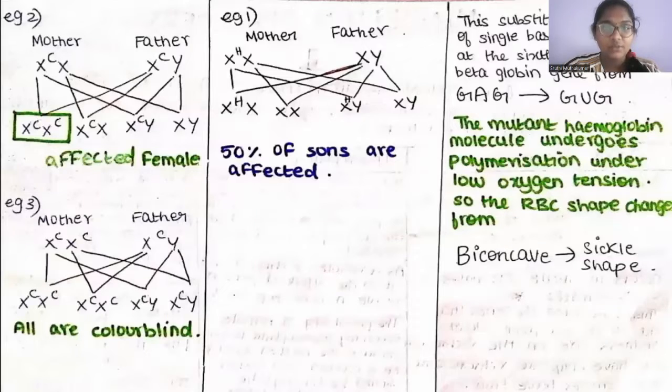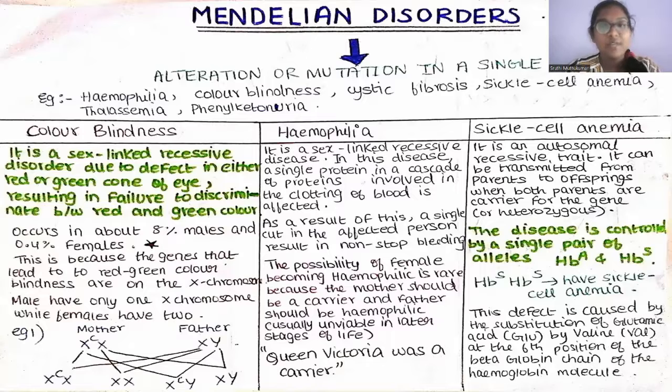And now coming to sickle cell anemia. This is very important. You get a lot of questions from this topic. It is an autosomal recessive trait, and it can be transmitted from parents to offspring when both parents are carriers for the gene. That is the heterozygous condition. So if I represent this allele as HbS for sickle cell anemia and HbA for the normal allele, then HbS HbS is the diseased phenotype. That is the genotype for the diseased phenotype, and HbA HbS, the heterozygous condition, is the carrier.